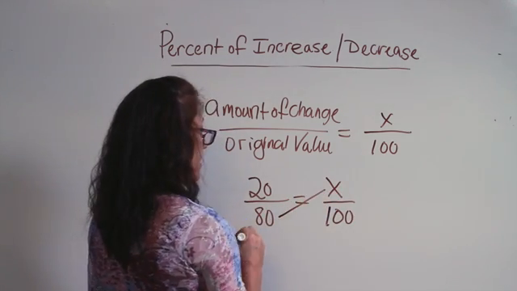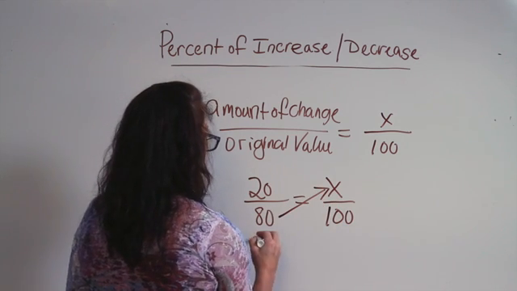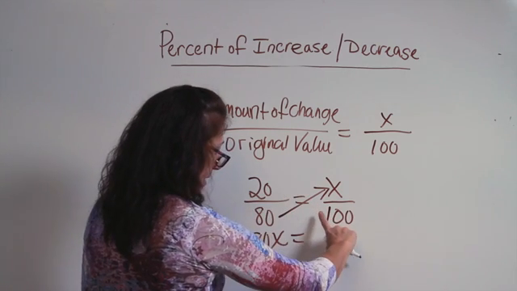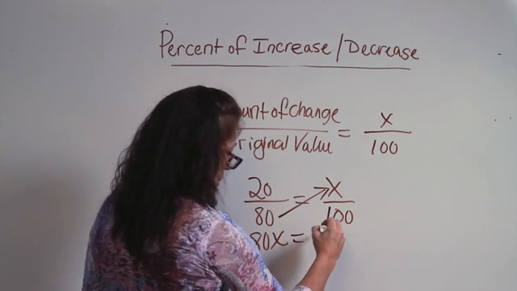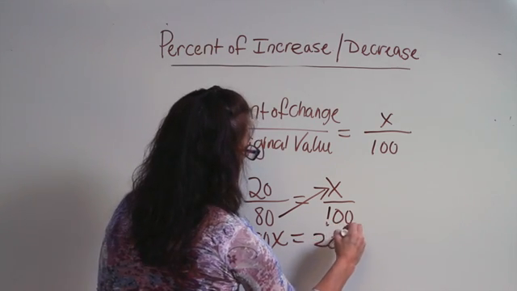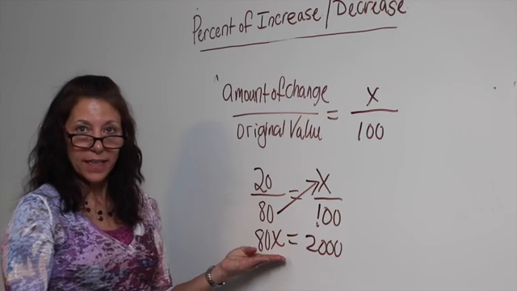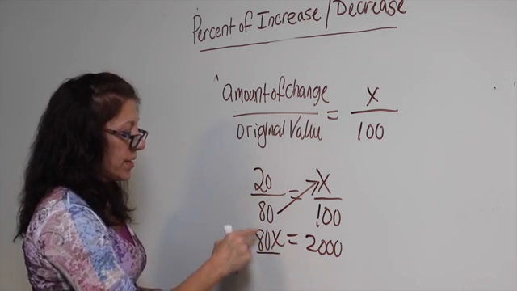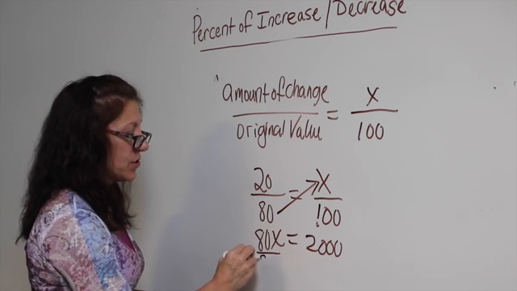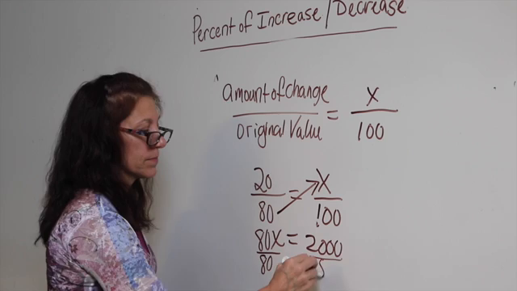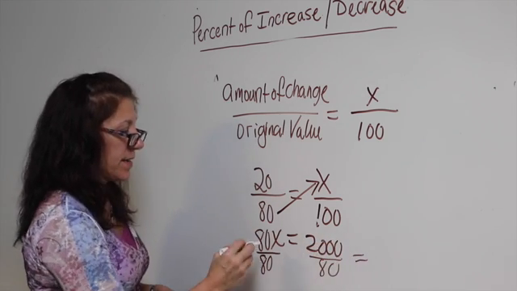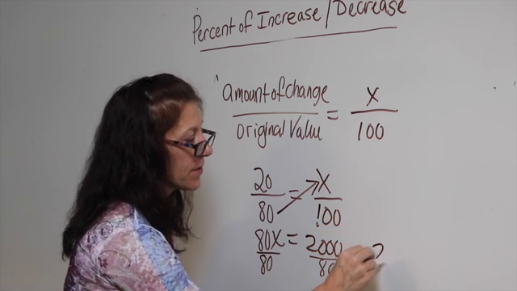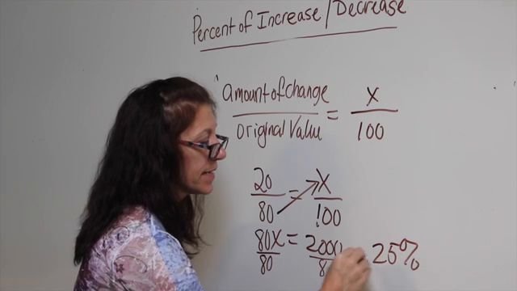So we begin that here. We multiply 80 times x, and that's going to equal 20 times 100, which is 2,000. Now it's just a matter of isolating that variable x and solving for it. So 80 and x are multiplying. To take the inverse of 80 is to divide, and what we get is 2,000 divided by 80, which is a 25% increase.